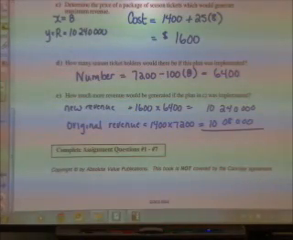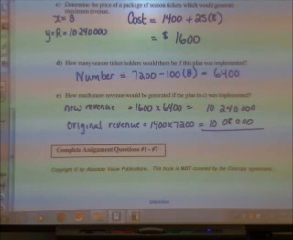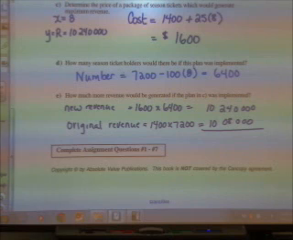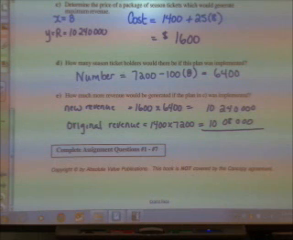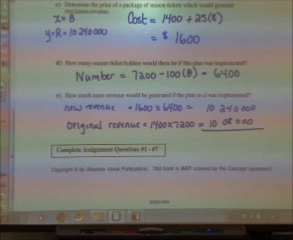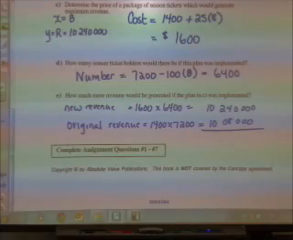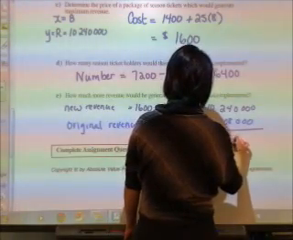So the difference between these two amounts would be how much? What'd you get? $160,000. That's how much more money I would make.